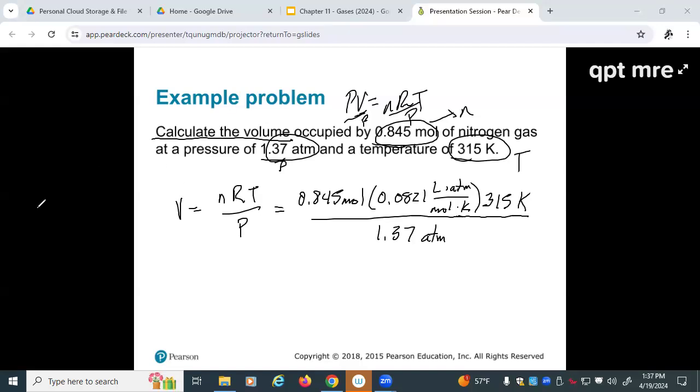Now we can see why R is labeled the way that it is. I've got moles up top and moles on the bottom, so they cancel. I've got Kelvin on the top and Kelvin on the bottom. It cancels. I've got atmospheres up here and atmospheres down here. They cancel. The only unit that is left is the liters. And liters are a volume, which is what I'm trying to find.